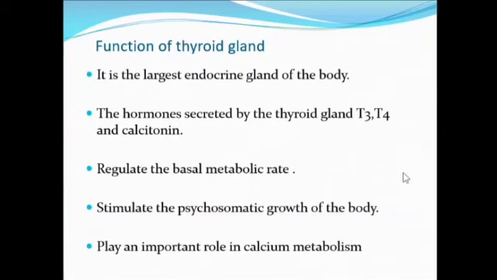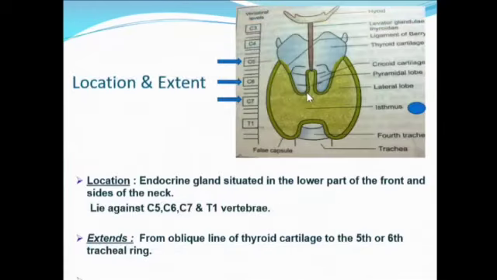The location and extent of thyroid gland. Location: situated in the lower part of the front and sides of the neck. In the diagram you can see it lies against C5, C6, C7 and T1 vertebrae. It extends from the oblique line of thyroid cartilage to the 5th or 6th tracheal ring.